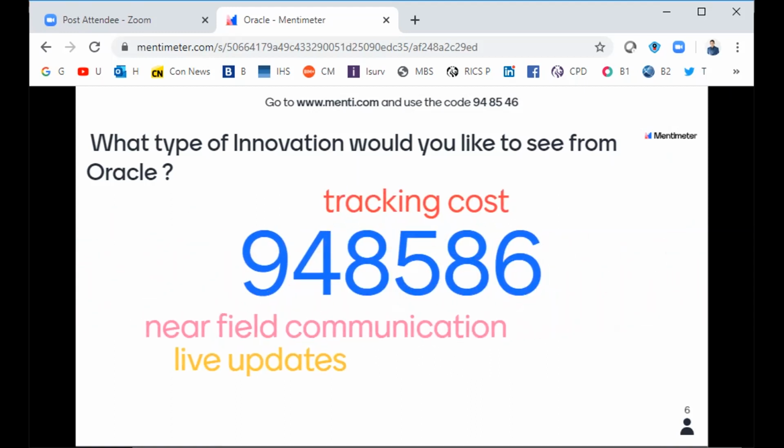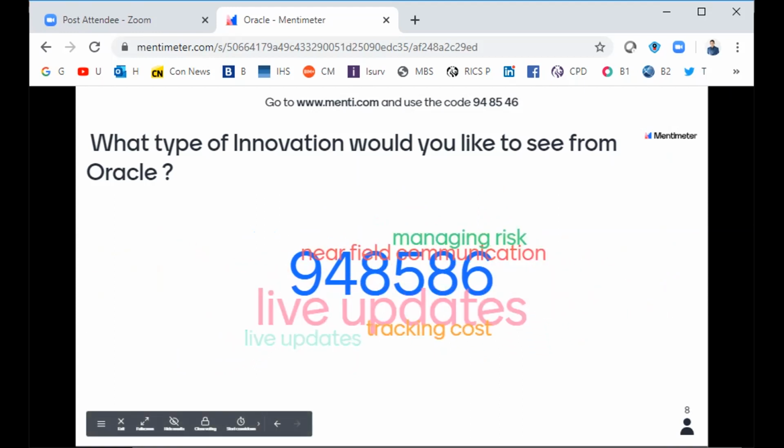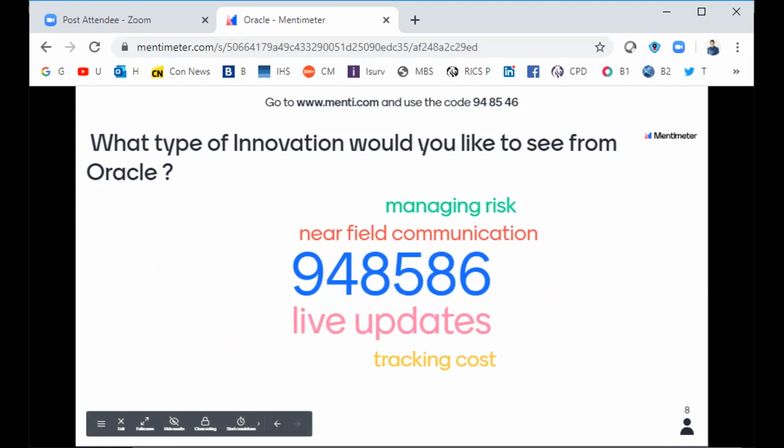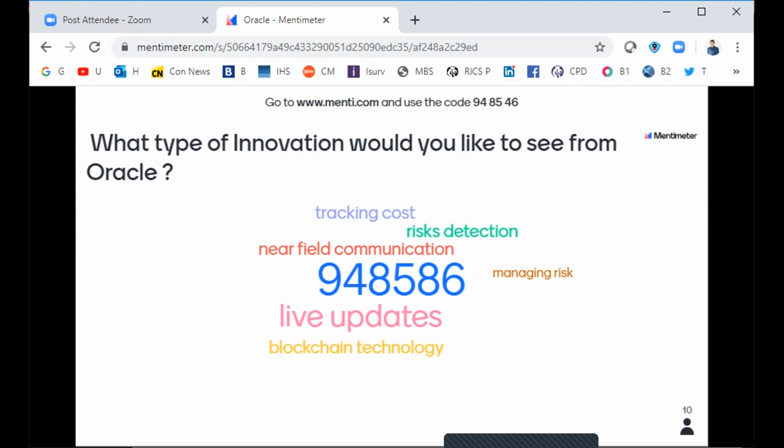Live updates. Near field communication, managing risk. Again, if you can put some more in as we track. So already we're getting some near field already. So again, blockchain technology, risk detection. Again, this is innovation coming from the participants that they would like to see from Oracle as well.